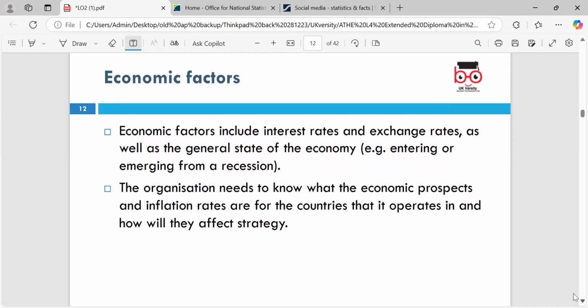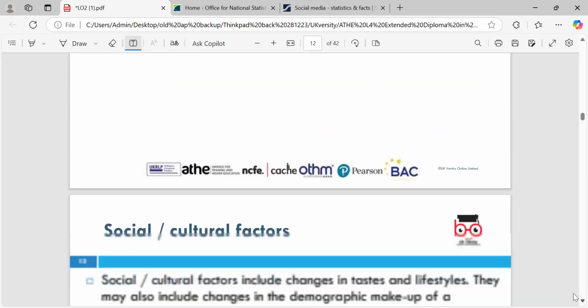So economic factor: interest rate, exchange rate, emerging recession, global warming, credit crunch, recoveries, and all these we have to look at according to, as I mentioned, the ONS and various other websites. The Organisation for Economic Co-operation and Development reports are good to read as well. Economic prospects, inflation rate, and we have to look at the country it operates in and how it will affect the strategy.